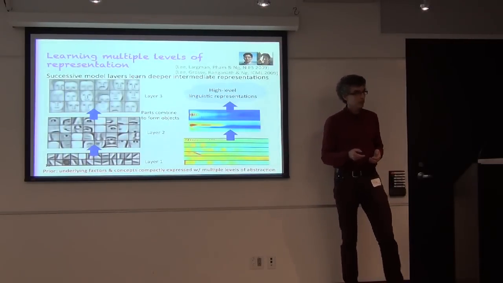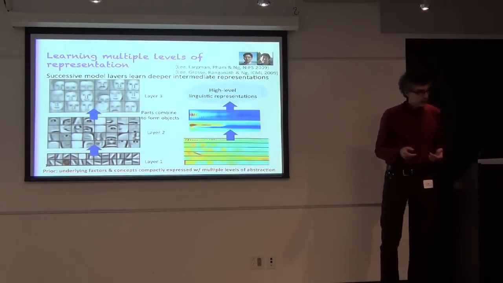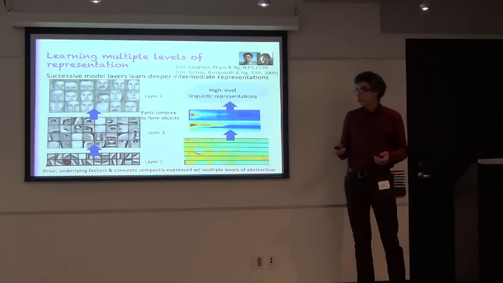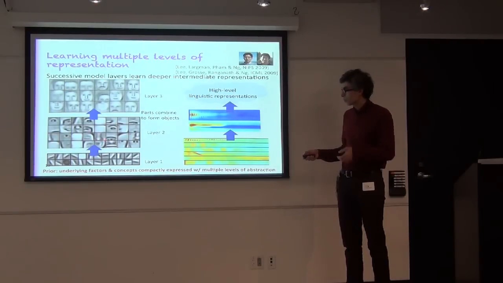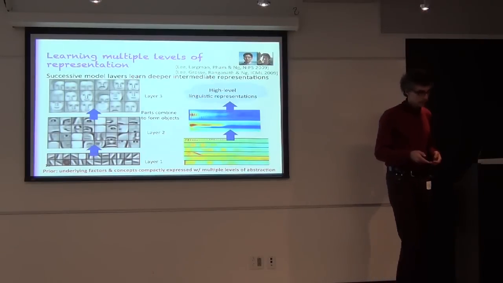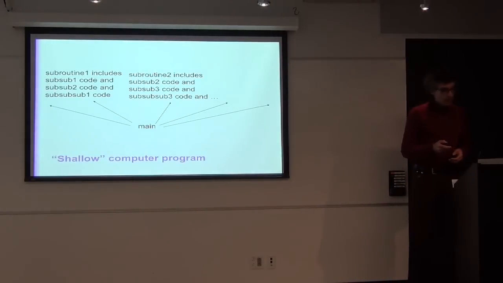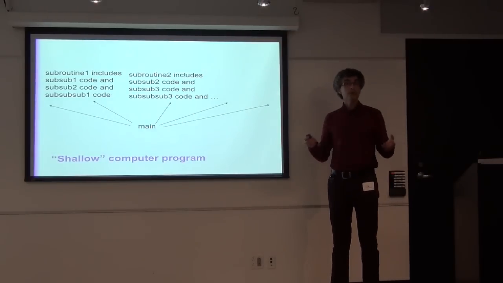This has been exploited, for example, in the work done at Stanford by Honglak Lee and others, to show how these deep learning representations can learn simple things like edges, combine them to form parts, combine them to form faces, and things like that.